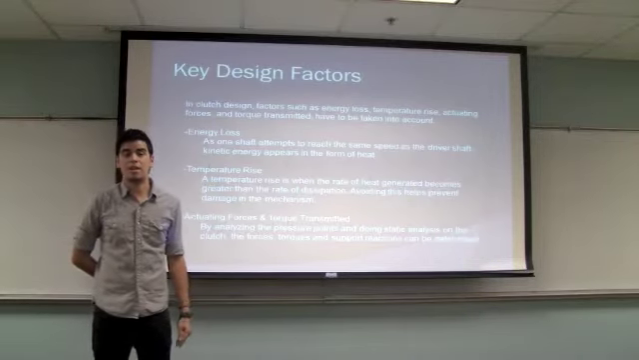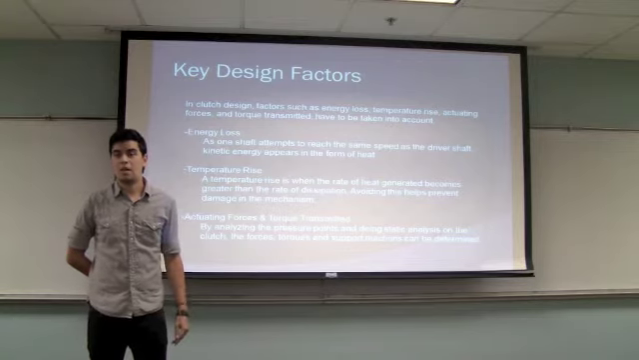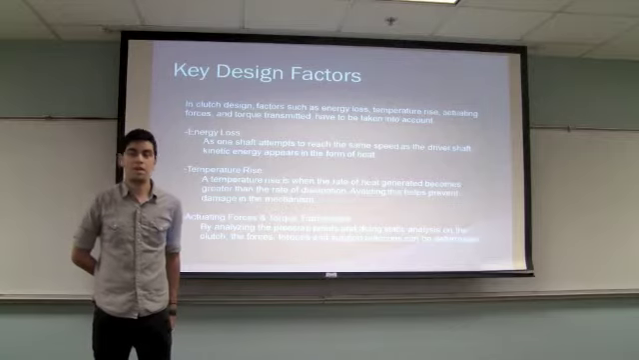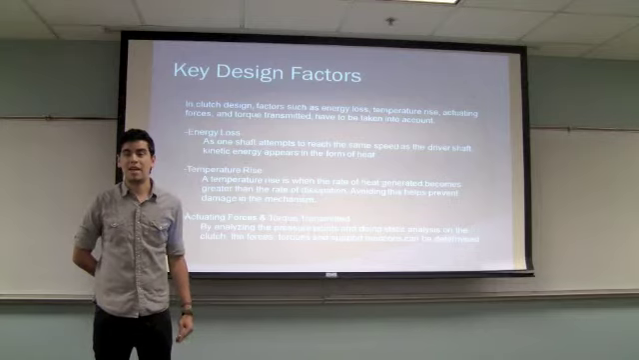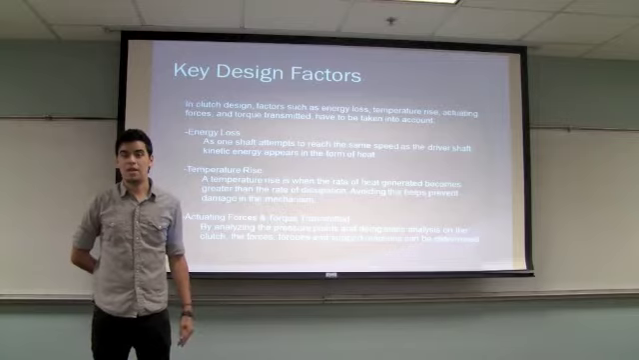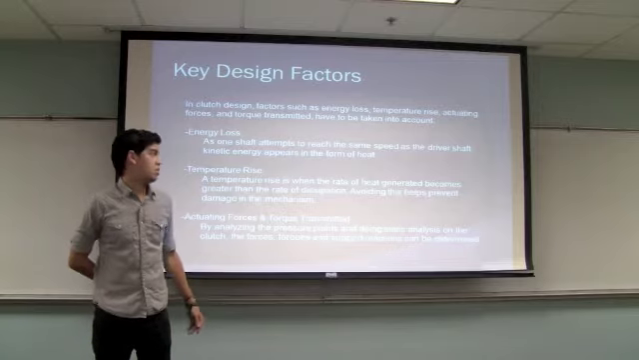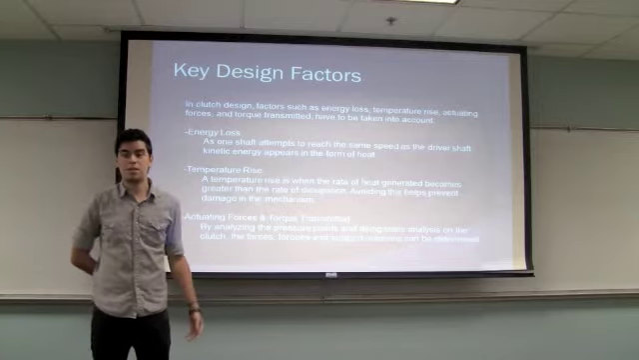In clutch design, we have to take into account different design factors. One of them is energy loss. As one shaft attempts to reach the same speed as the driver's shaft, kinetic energy appears in the form of heat. This heat is corrosive to the system because it can damage the clutch and the surrounding mechanisms.